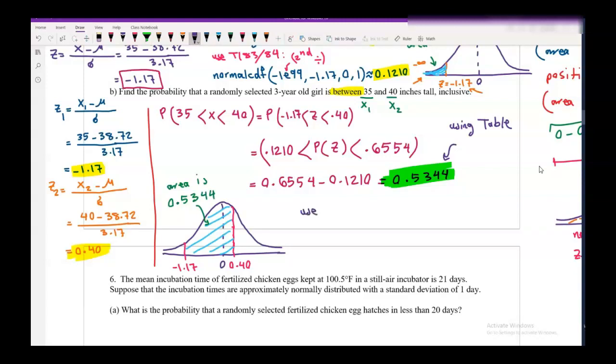Now use TI 83, 84. Again, we have the z-score and we have to find the area, so use normal CDF. In this case, the lower bound is negative 1.17, the upper is 0.4, the mean is 0, and the standard deviation is 1. Okay, so use the calculator and enter these.